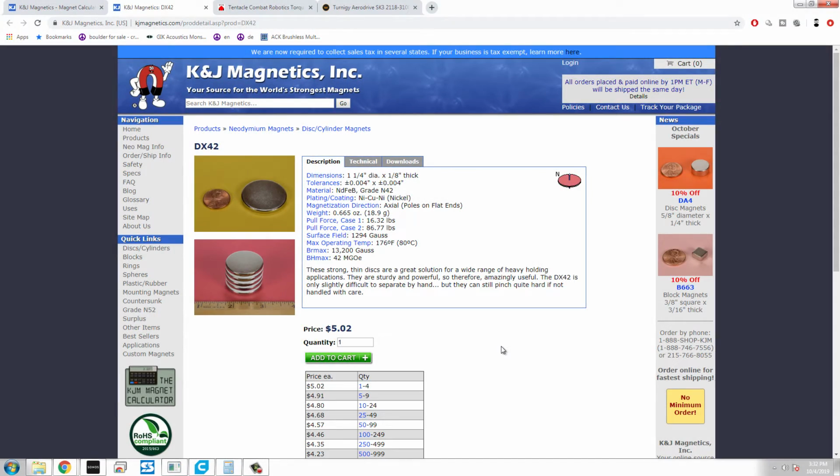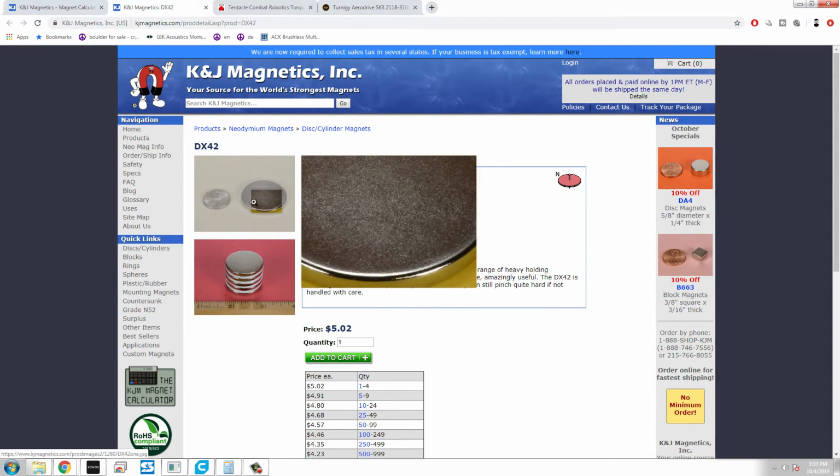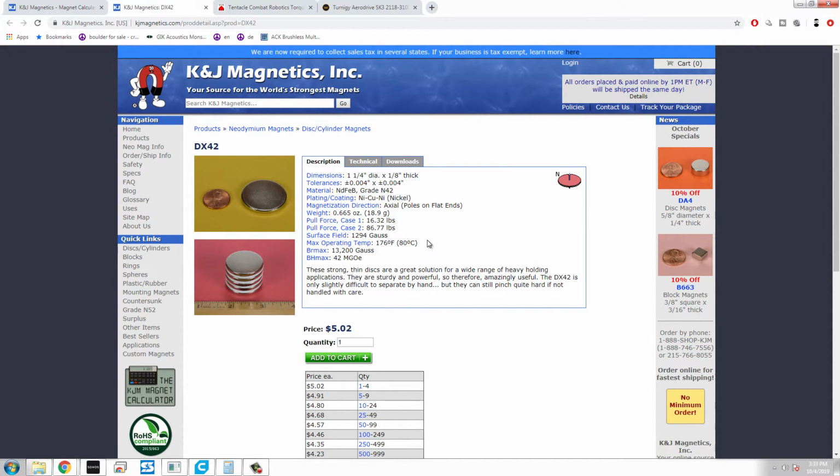Okay, so let's actually look at some realistic calculations on magnets. I am here on a site called K&J Magnets, or K&J Magnetics. I really like this site because not only do they have a ton of magnets, they have this really cool calculator that we're going to be using as well. These are almost identical to the magnets I'm using on Long Long Man. Mine are grade N52 instead of N42, so they're a little higher grade, and I'll talk about that a little bit later.